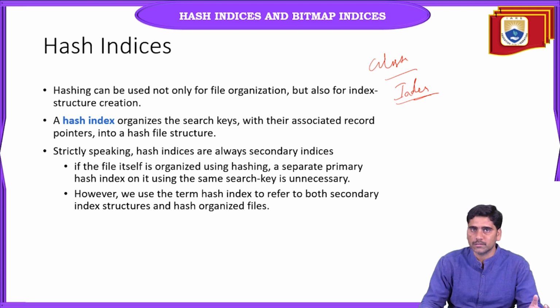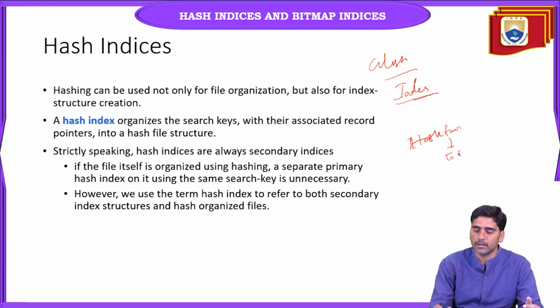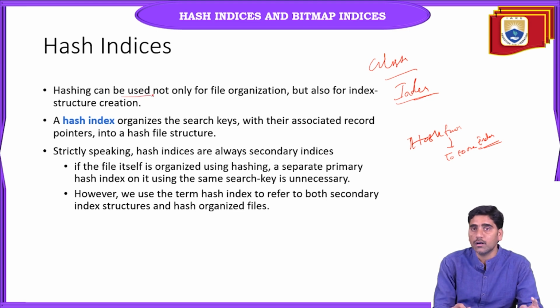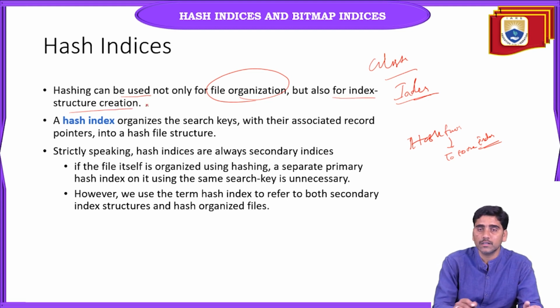Bitmap is one type of index mechanism, hash indexes are another, and B plus trees indexing is another. Among all these mechanisms, what is meant by hash indexes or hash indices? Applying a hash function to the index is called hashing. Hashing can be used not only for file organization, but also for index structure creation.